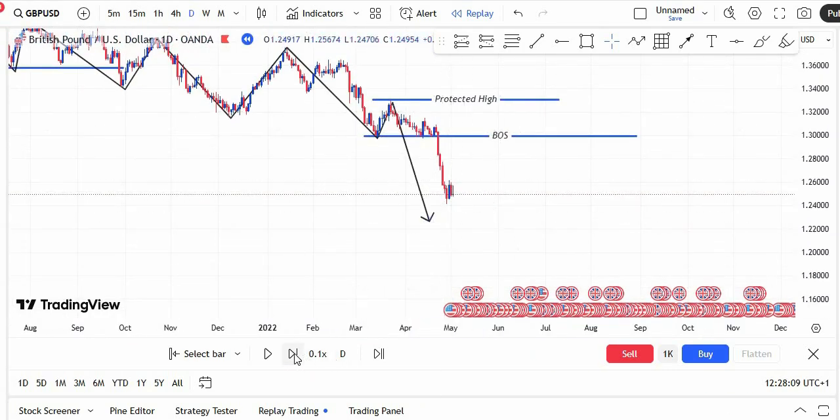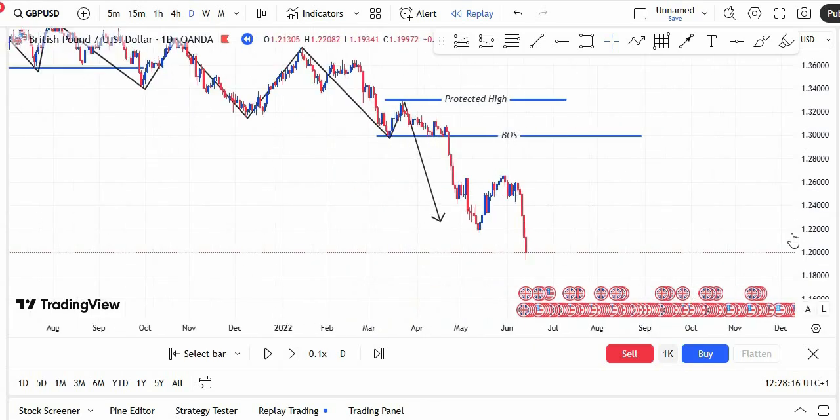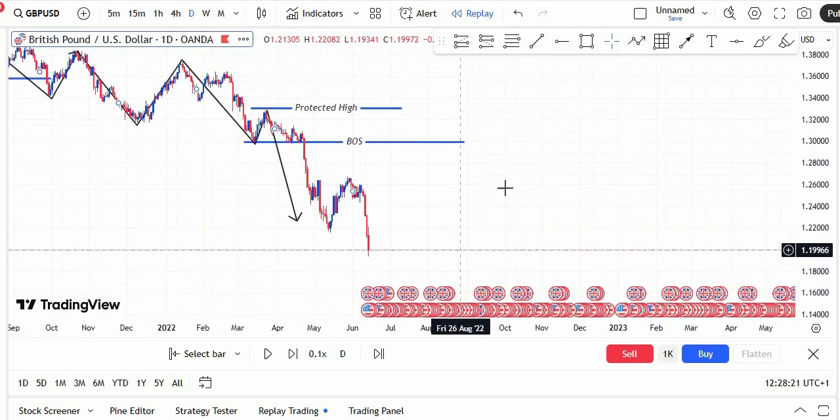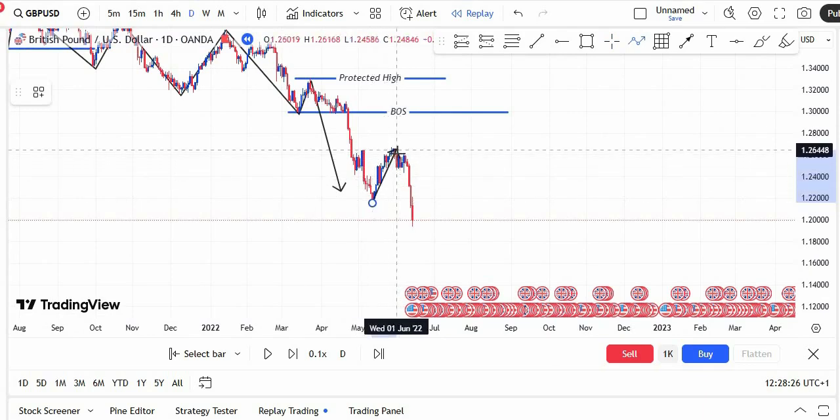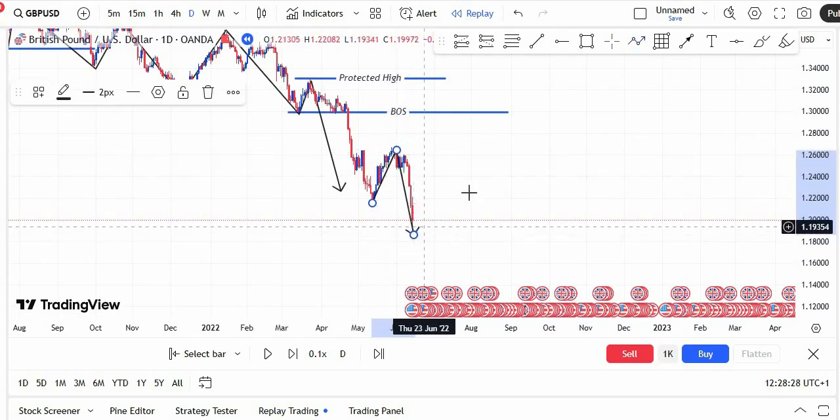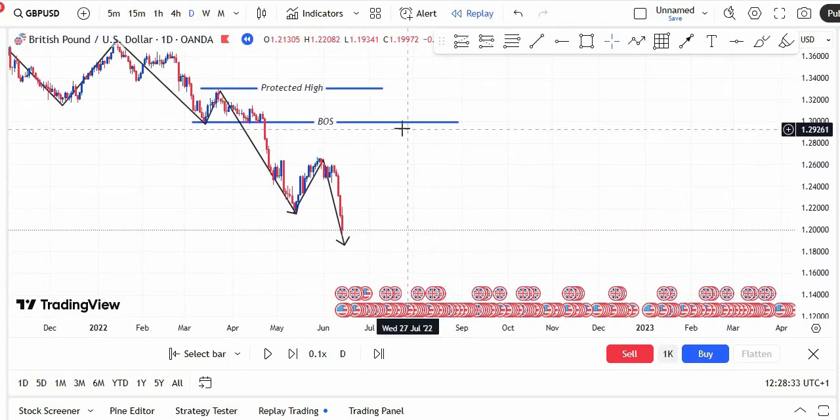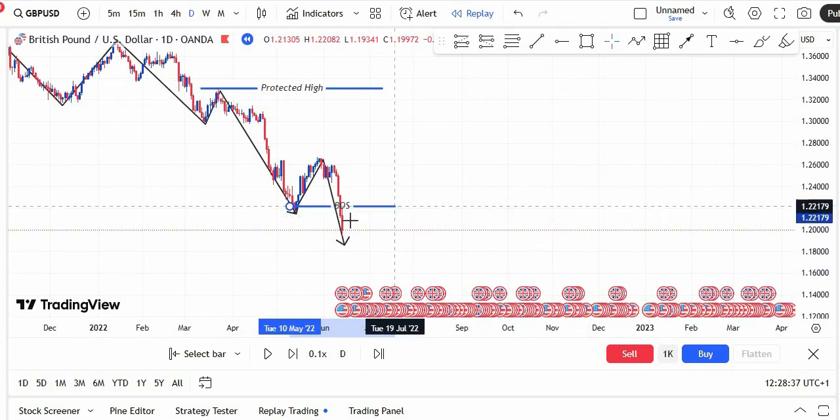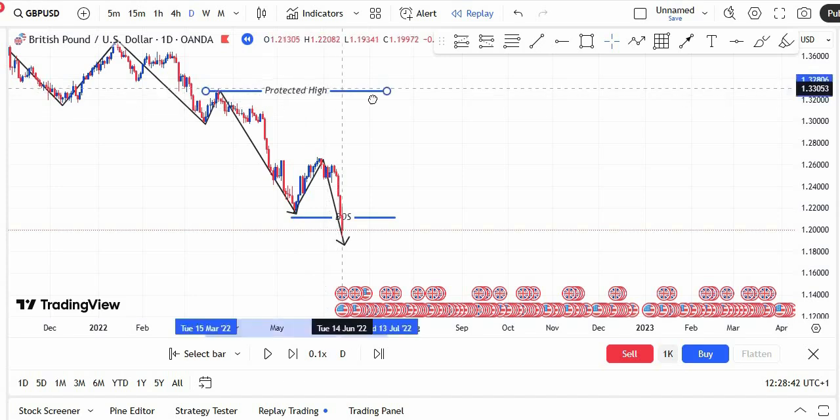So let's wait for the market. We have another one right there. We have another change of character, and sorry, another break of structure right there. So this will be our break of structure. Our next protected low will be right here.